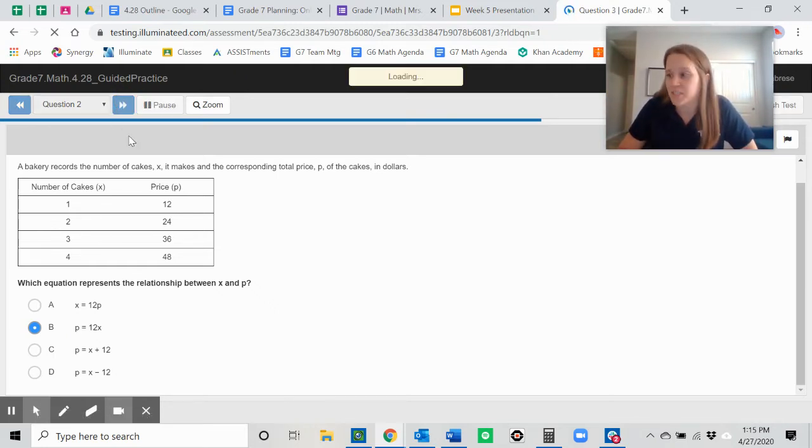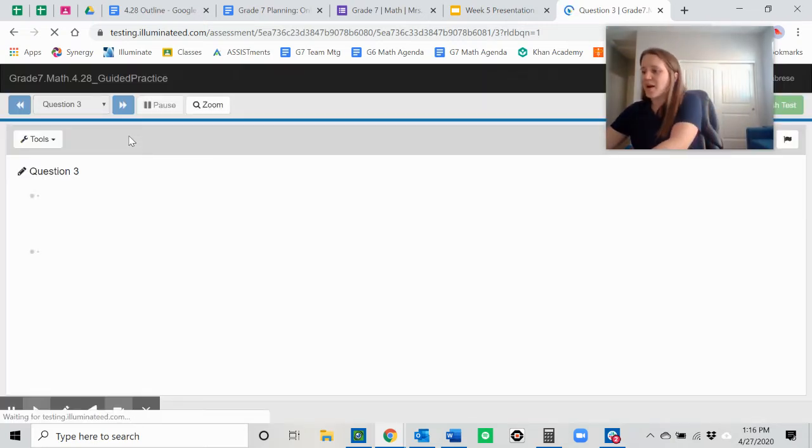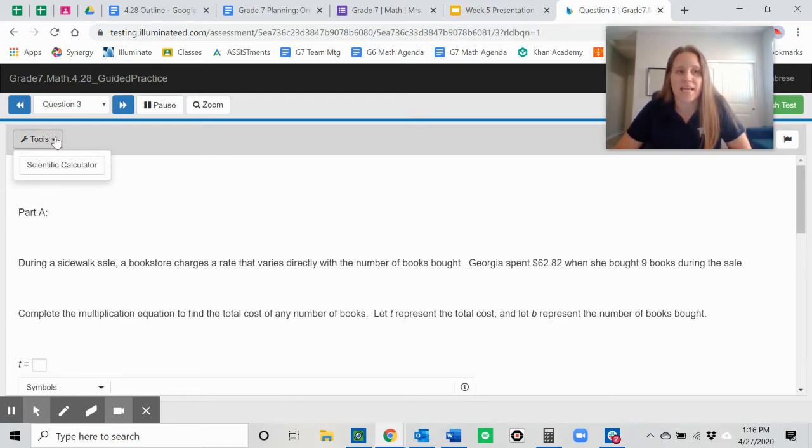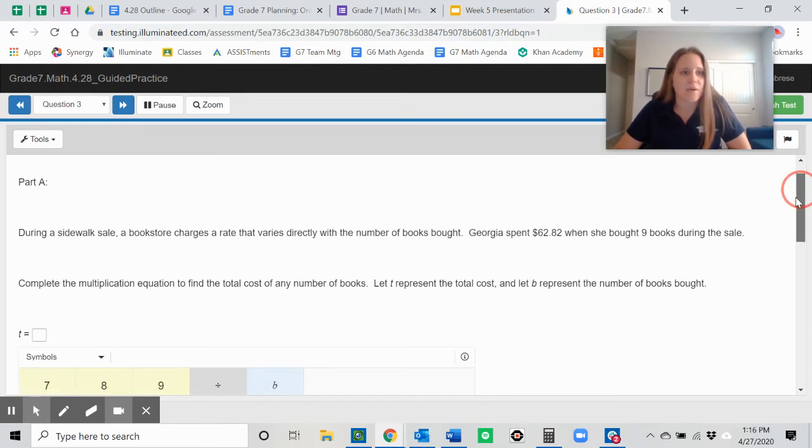All right, last question. This is question 3. Go ahead and put question 3 on your paper. There's a part A and a part B. So we're going to kind of do those separately because of scrolling. I can't show you it all at the same time. So this is 3 part A. This one I'm provided a calculator, so it's okay to use your calculator as you work on this question. All right, question 3, part A.